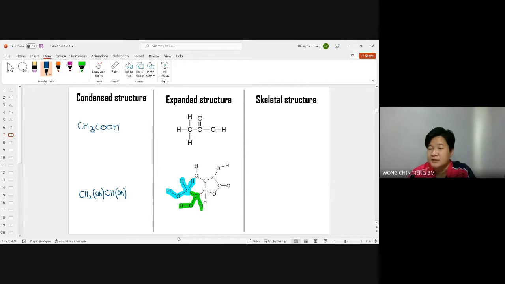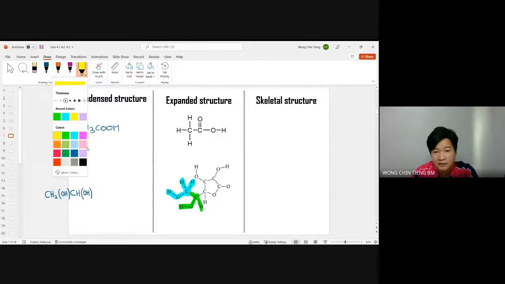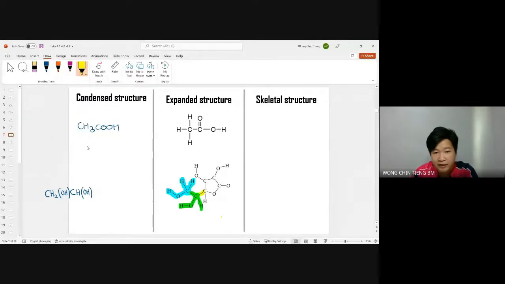Okay. Next. Kita bergerak lagi, kita tukar color lain pula supaya kamu nampak. Carbon ni sekarang sambung dengan C ni. And this one, I want you to pay close attention. Perasan tak dia sebenarnya cyclic?